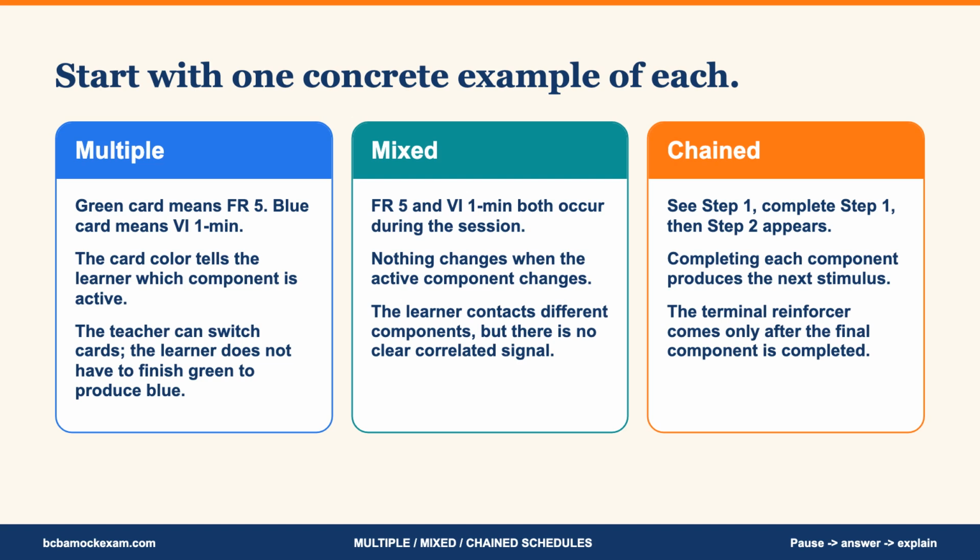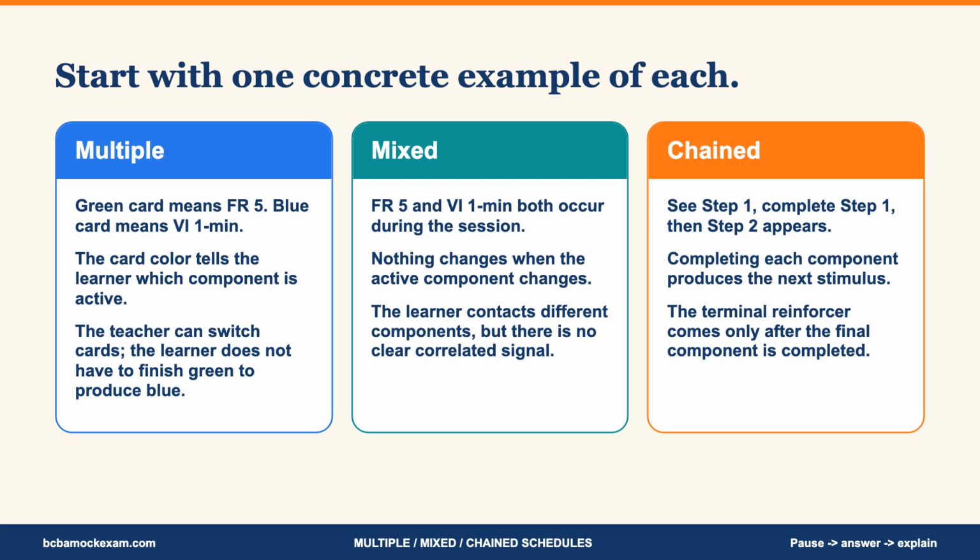Now, I'll make the definitions concrete. For a multiple schedule, imagine a green card that means FR5 and a blue card that means VI 1 minute. The card color tells the learner which component is active, and the teacher may switch from one card to the other. The learner does not have to complete green in order to produce blue. For a mixed schedule, imagine those same FR5 and VI 1 minute components, but nothing changes when the active component changes. The learner contacts different components, but there is no clear correlated signal.